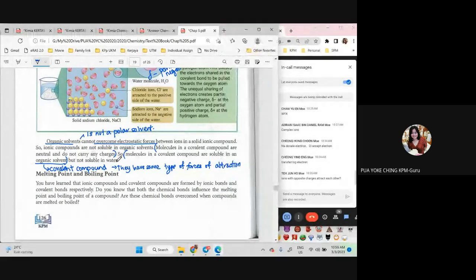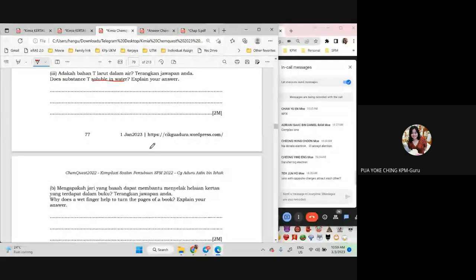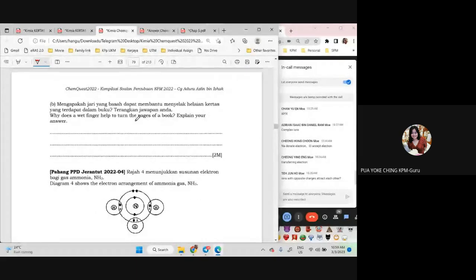So this is solubility of ionic compound and covalent compound, dan saya rasa soalan ini jarang ada lah. The rest is the same. So this is jari yang basah membantu menyelak helaian kertas. Turn the page of a book, not only page of the book, including your plastic bag, including your rambut yang basah, nampak lurus. Okay, this is all because of the hydrogen bond.